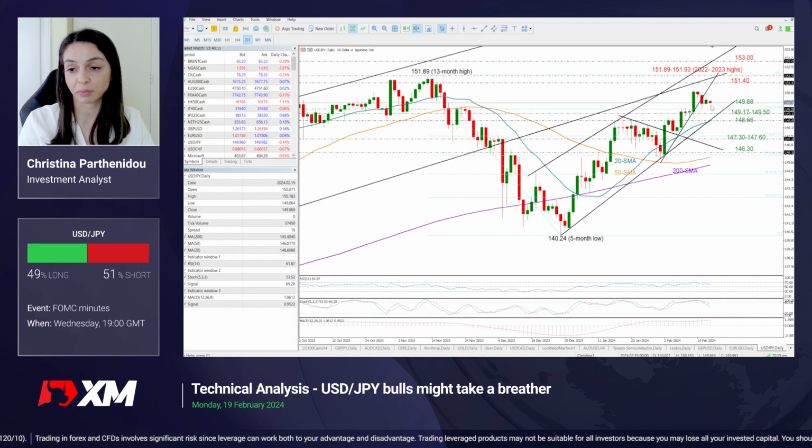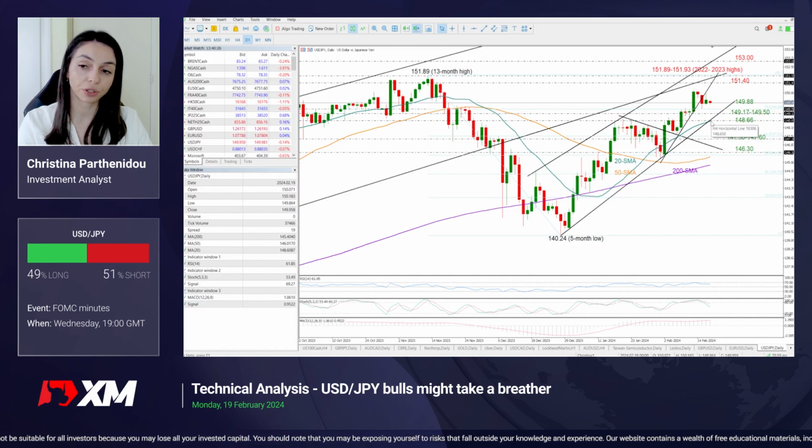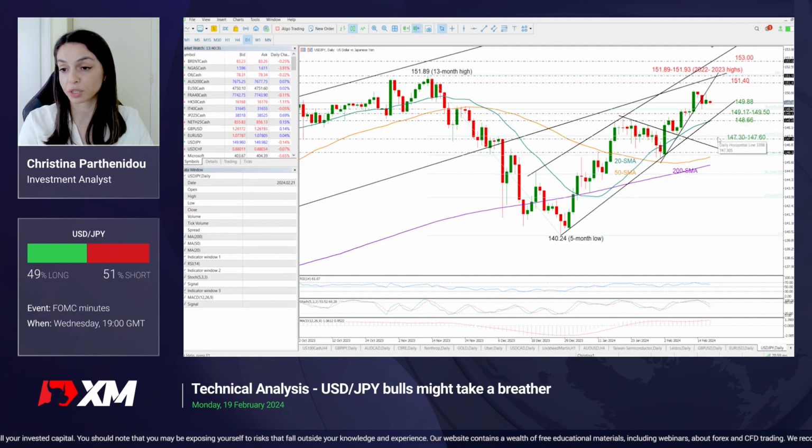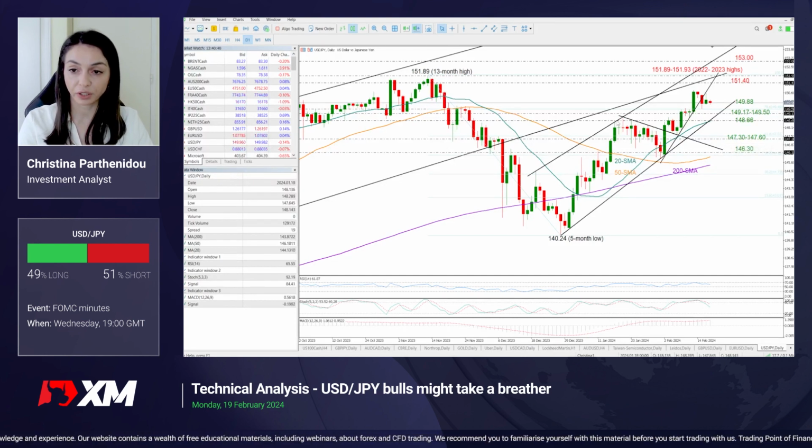If that happens, that may not create serious concerns as long as we hold above this support trend line coming from December's lows, currently seen at 148.66, and closer to the 20-day moving average. If we fail to rebound here, then that could strengthen selling interest, probably towards the 147.30, 147.60 territory, where this broken falling trend line is placed.